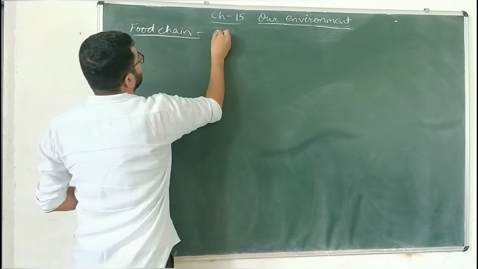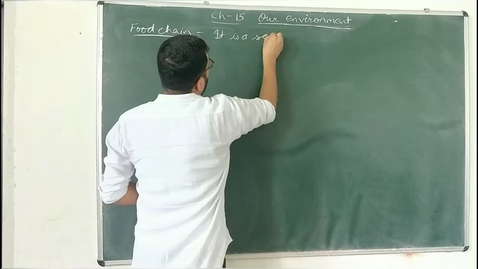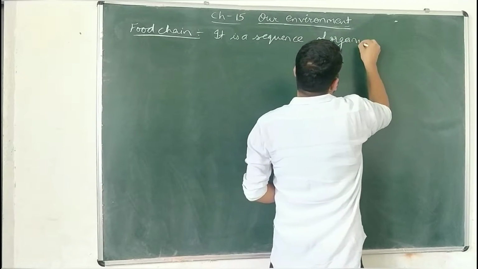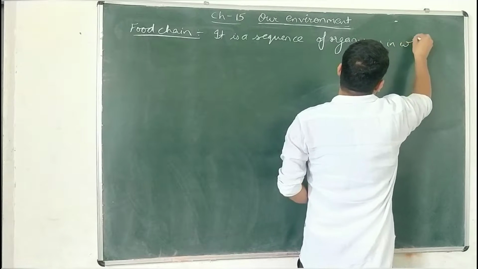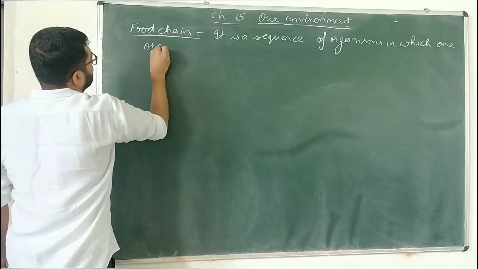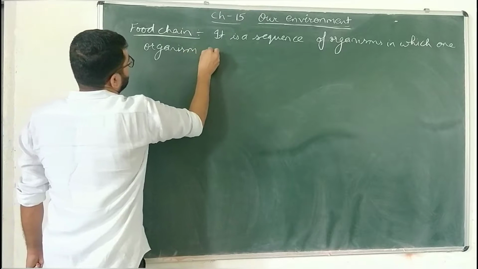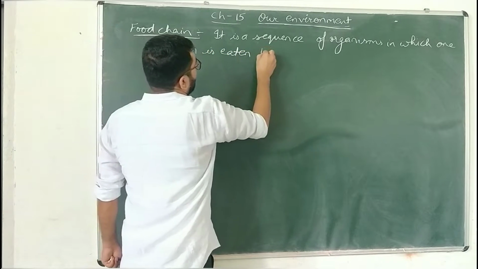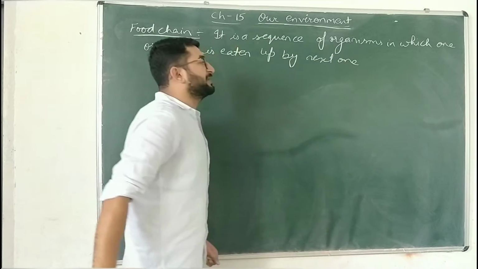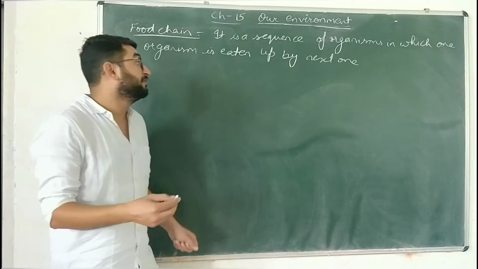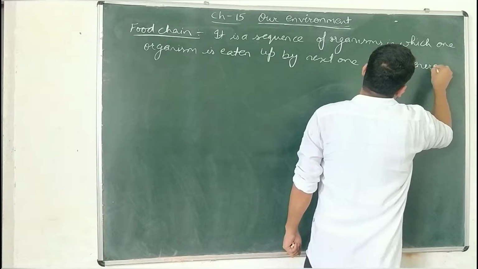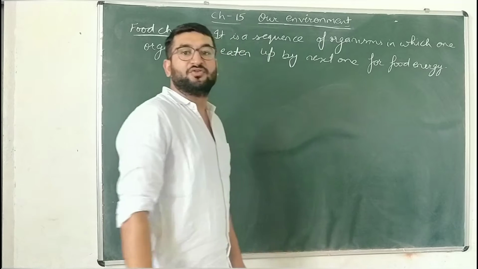A food chain is a sequence of organisms in which one organism is eaten up by another. So one organism is eaten up by the next one in a community for food energy. That transfer, that sequence is known as food chain.